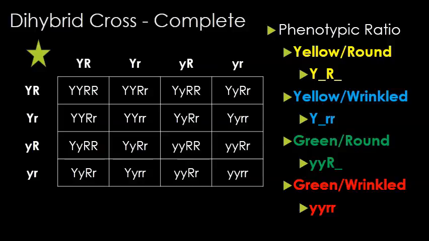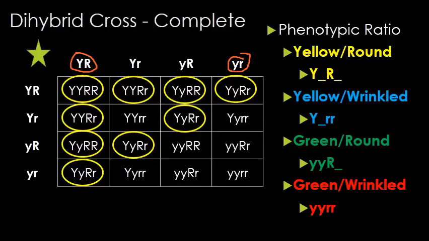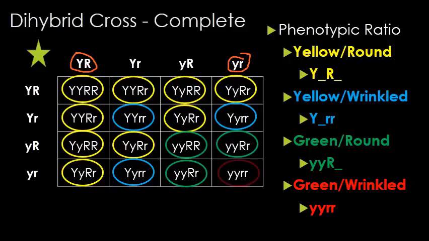So if you look on the right, you'll see that there are 4 possible phenotypes: yellow round, yellow wrinkled, green round, and green wrinkled. The spaces mean it doesn't matter what allele is there, because I have a dominant, it could be recessive, it's still going to be yellow, it's still going to be round. Now, if you have set this up so your capital is first and your lowercase is last, you will see a very particular pattern. Your yellow rounds will be these, your yellow wrinkled, your green round, and your green wrinkled.